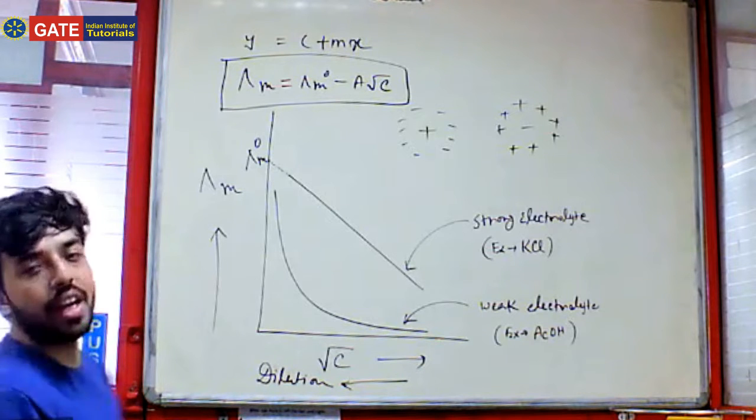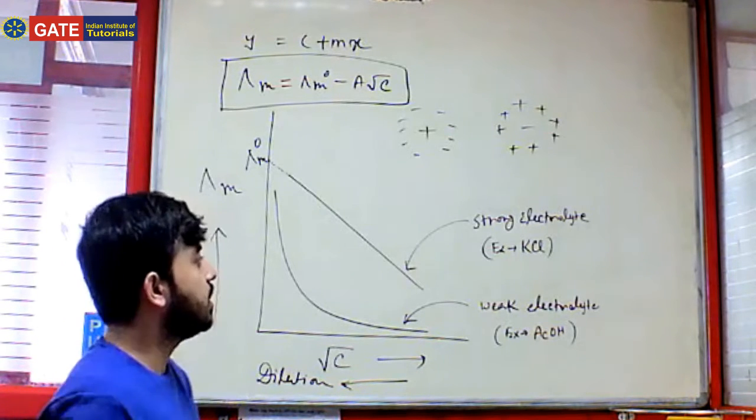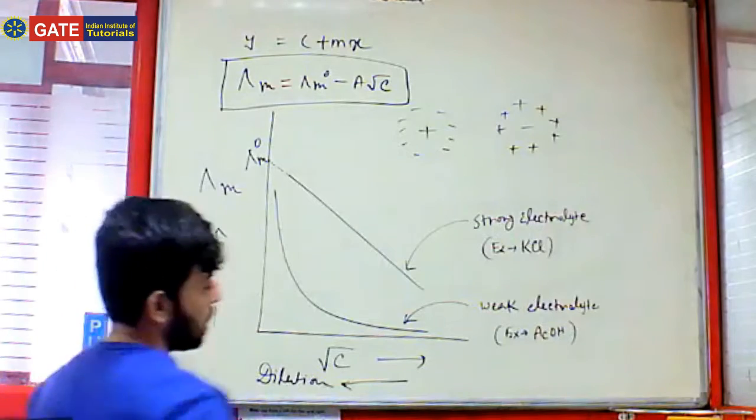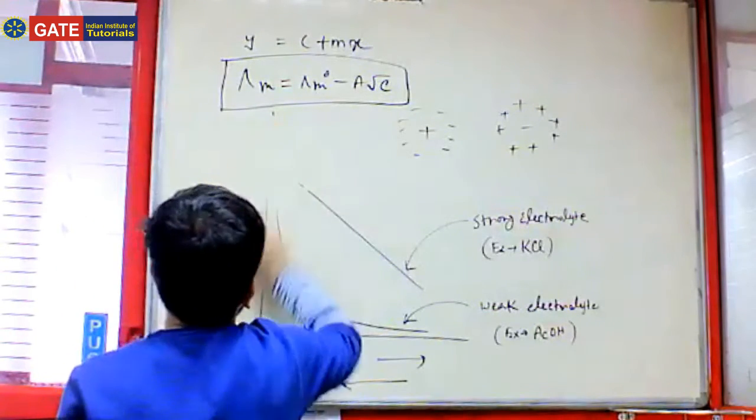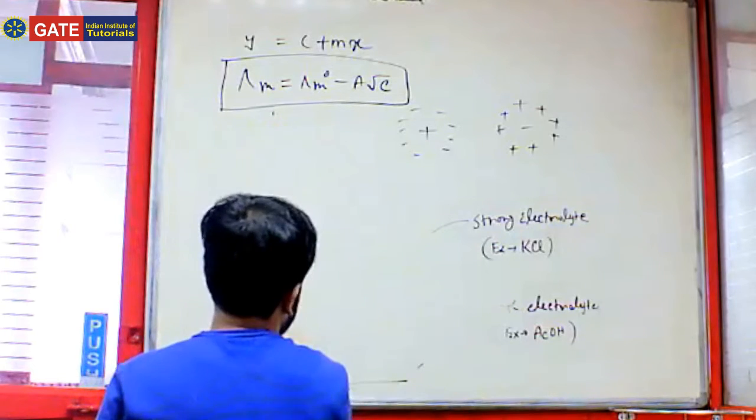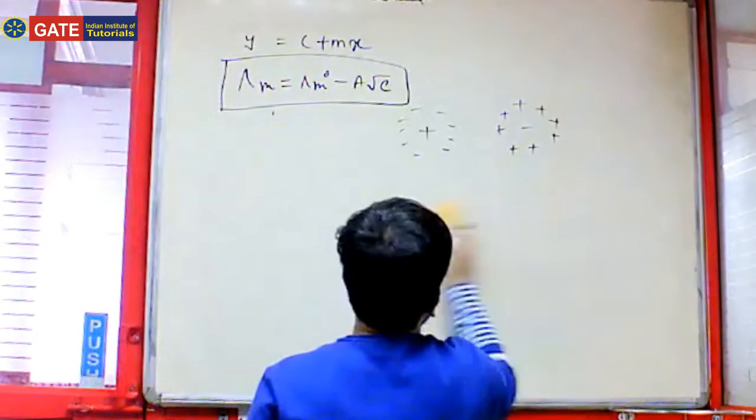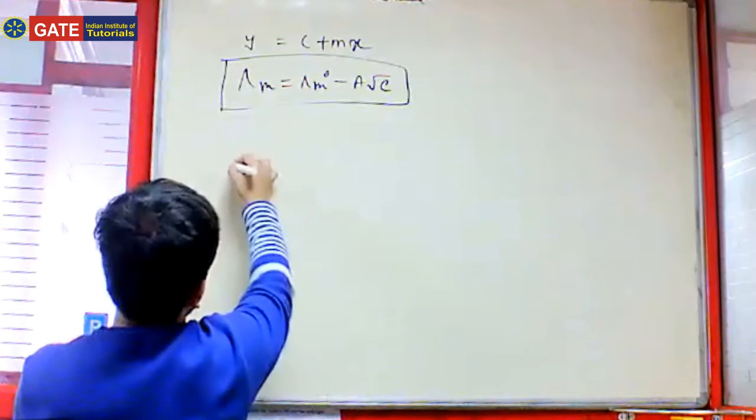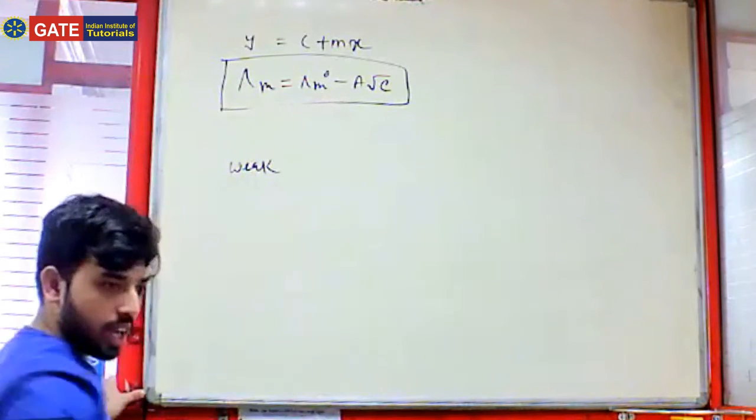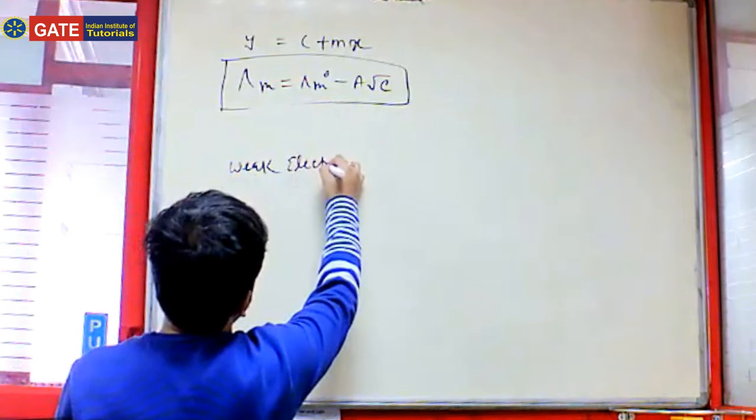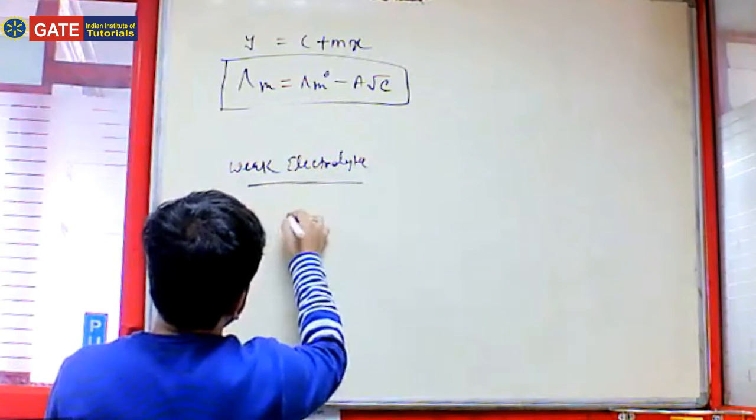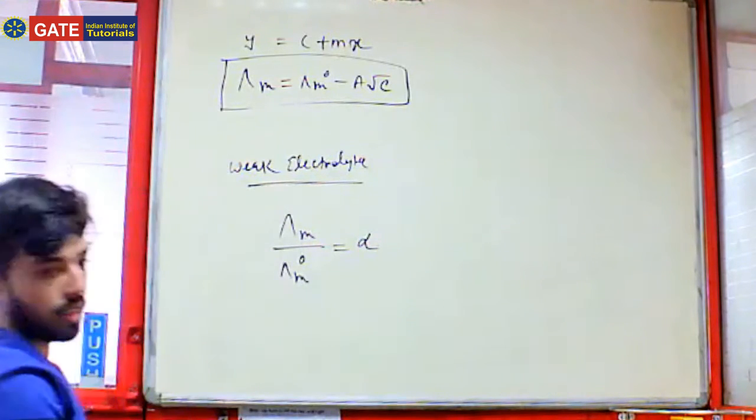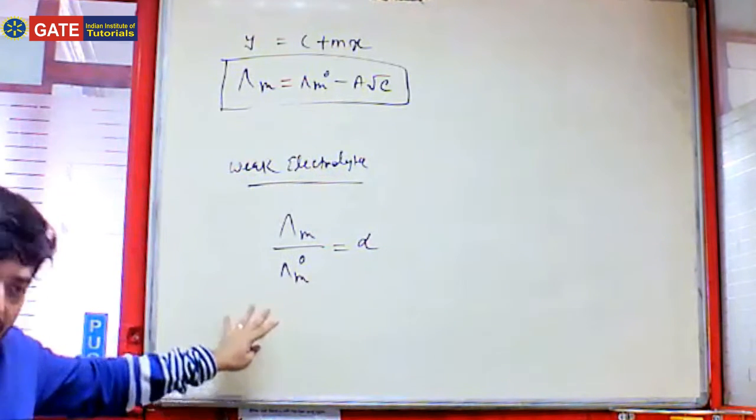Okay, generally it has been observed that for the weak electrolyte, the value of molar conductivity varies differently. Then I can tell you one thing. This is for the strong electrolyte, okay? This is for the weak electrolyte. Alpha, I'll tell you what is alpha.